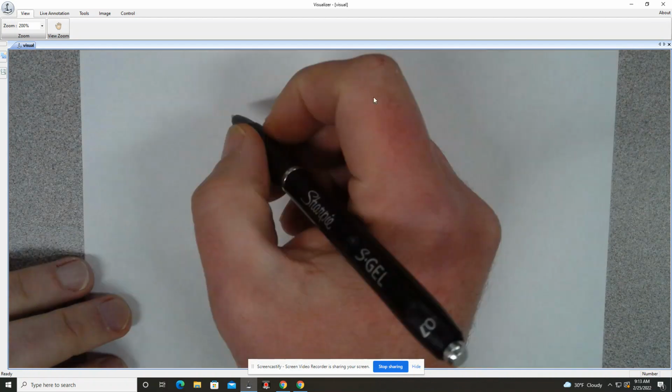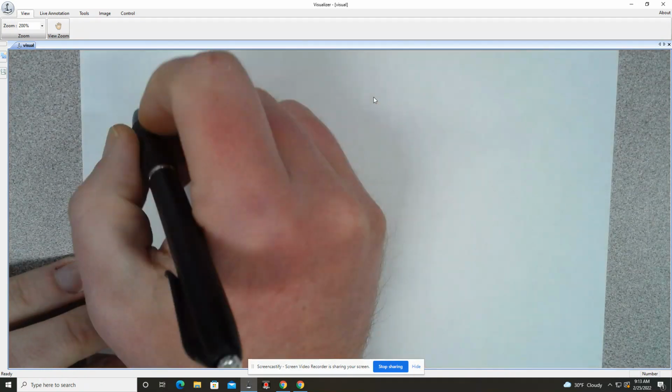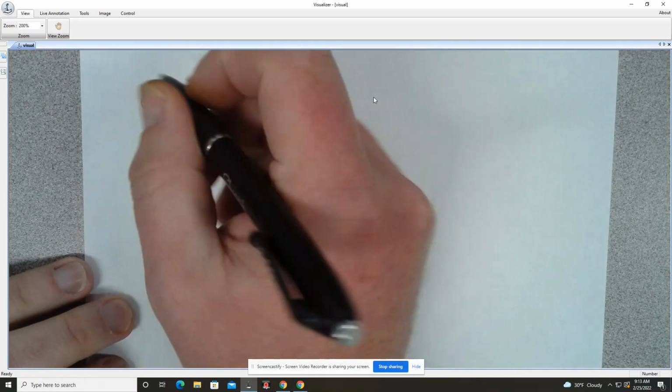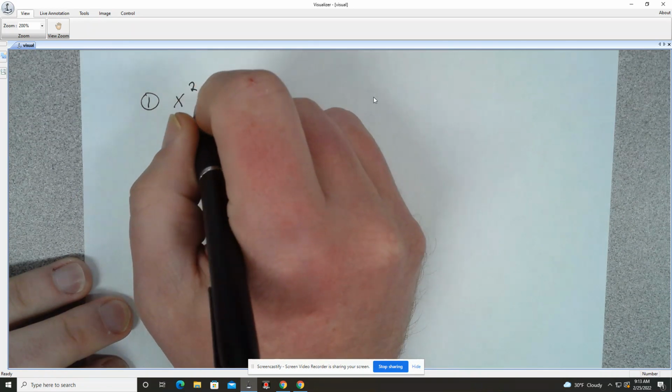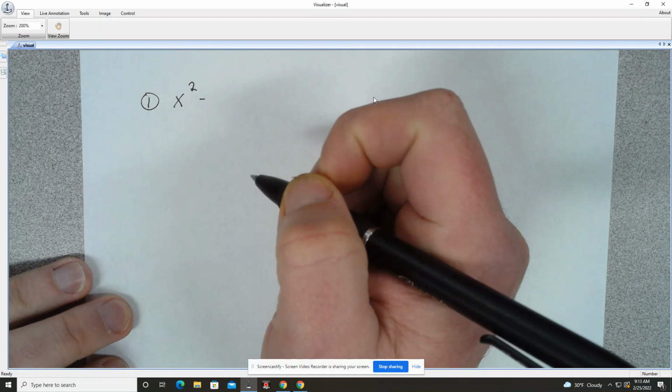All right, today we want to talk about factoring when we don't have a leading coefficient of 1. But before I do that, I want to show you kind of what's actually happening when we have a leading coefficient of 1. And by that, I mean this x has a 1 with it.